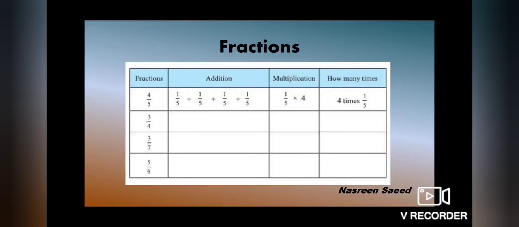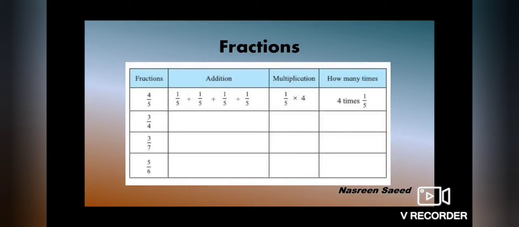Now let us try to complete this table and understand the fractions and how they are divided and how they are multiplied and added. Now if you see in the first line, 4/5, how is it done? 1/5 is taken 4 times. If you see the addition, 1/5 is added 4 times. So we get 4/5 fraction. If it has to be multiplied, then it will be 1 upon 5 multiplied 4 times. So we get the answer 4 upon 5.